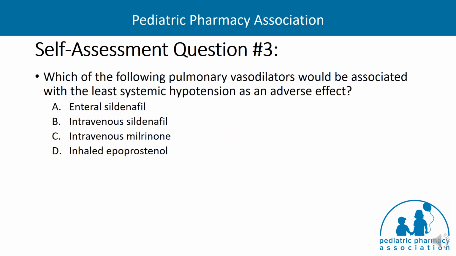All right, next question. Which of the following pulmonary vasodilators would be associated with the least systemic hypotension as an adverse effect? Is it A, enteral sildenafil, B, intravenous sildenafil, C, intravenous milrinone, or D, inhaled epoprostenol? The answer here is D. Utilization of an inhaled or nebulized route will minimize the side effects from systemic administration, and systemic can be enteral or IV, thus A, B, and C are incorrect.